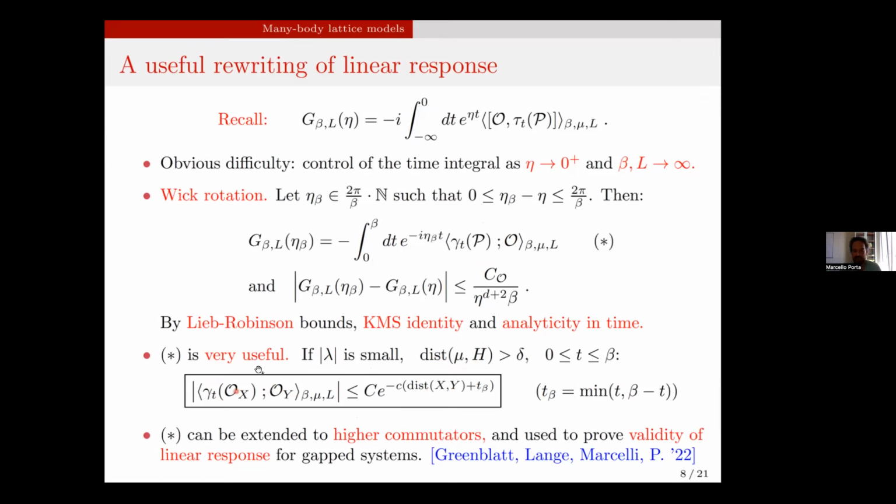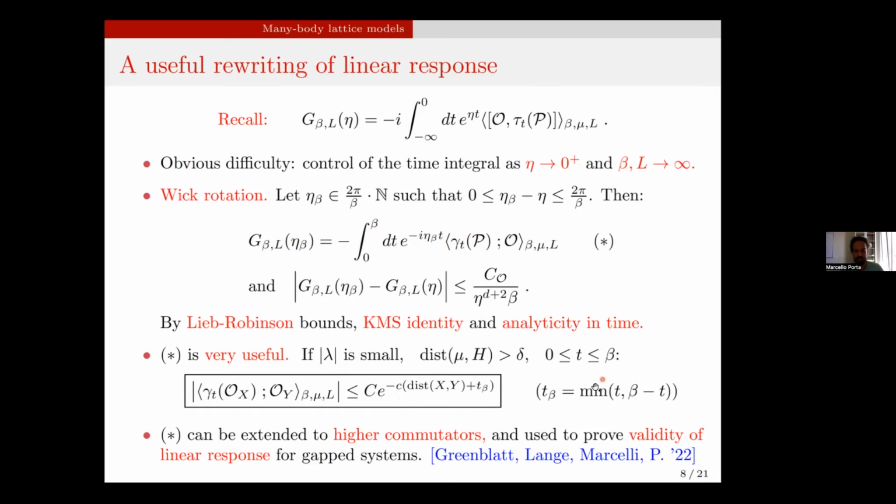This allows in particular to prove that this object is finite, and if you have good control on this correlation, you can even try to write down a series expansion for this object as a power of lambda. That's useful information, and in fact it can be extended to higher commutators appearing in the Duhamel expansion. All of them can be rotated to Fourier transforms of Euclidean correlation functions, and that's the way we use to prove validity of linear response for gapped systems in this regime.